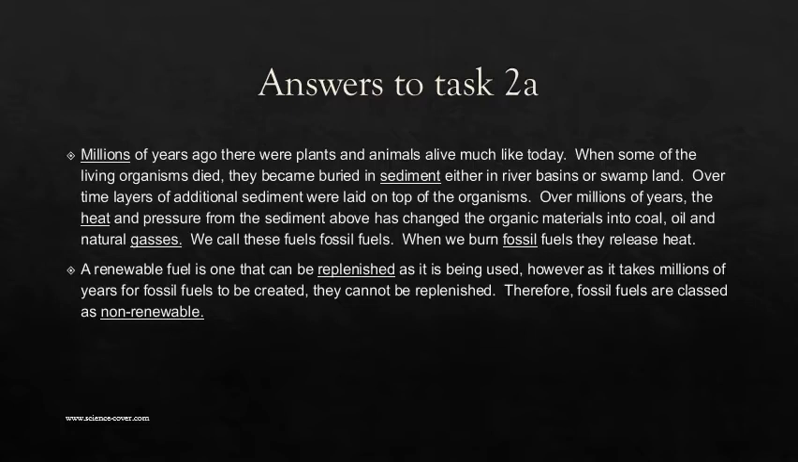Over millions of years, heat and pressure from the sediment above changed the organic material into coal, oil, or natural gases. We call these fossil fuels. When we burn a fossil fuel, they release heat.